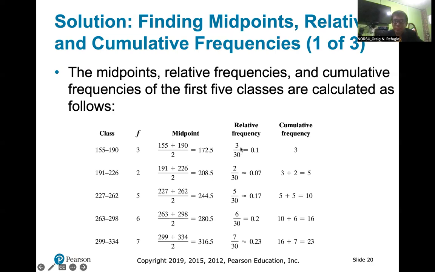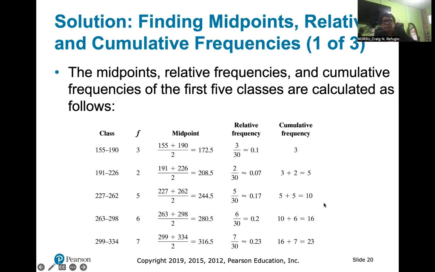The relative frequency, that is 3 divided by 30. Where did we get 3? From the frequency. Where did we get 30? It is the total of the frequency column, or the total frequencies, or the total number of data. Then we have 0.1. Then we have 2 divided by 30, so 0.07. 5 divided by 30, 0.17. 6 divided by 30, 0.2. 7 divided by 30, that will give you 0.23.